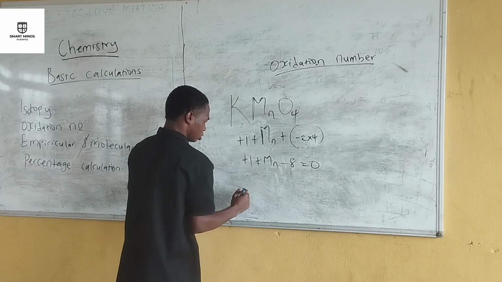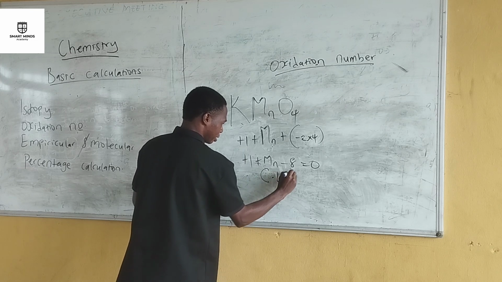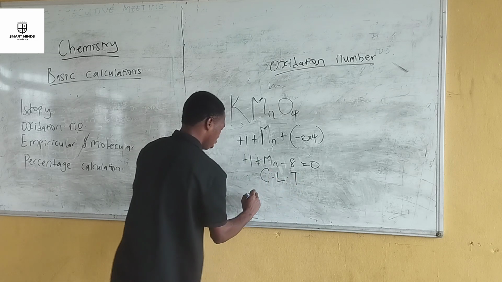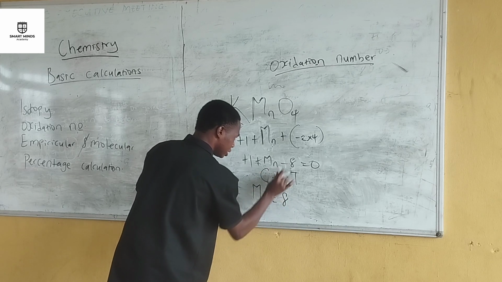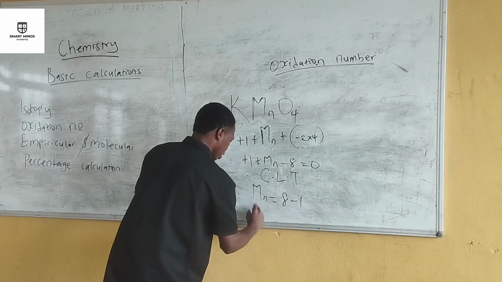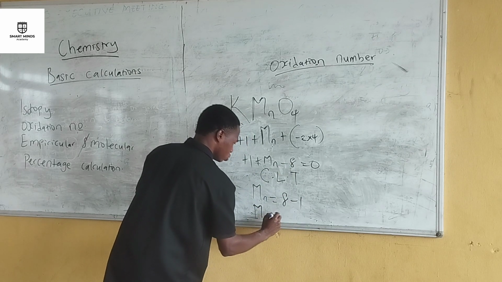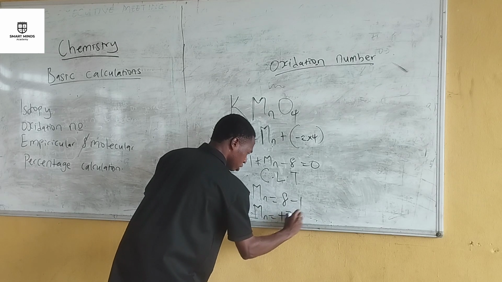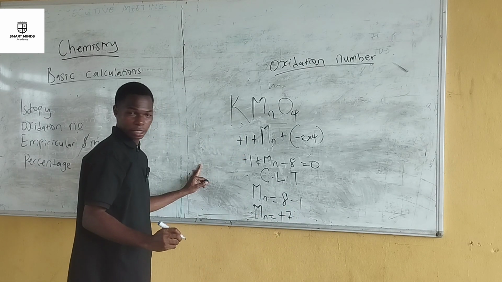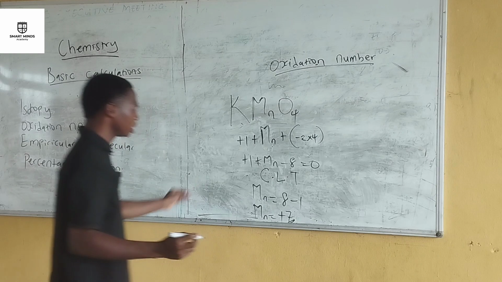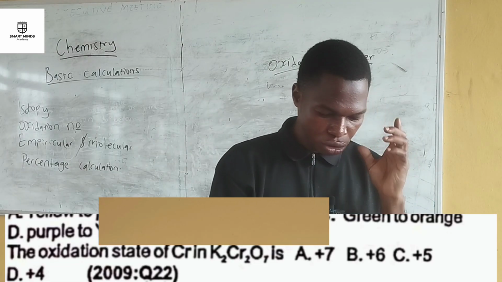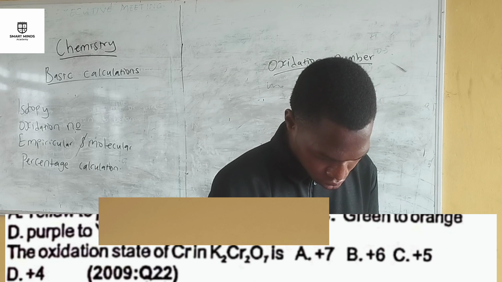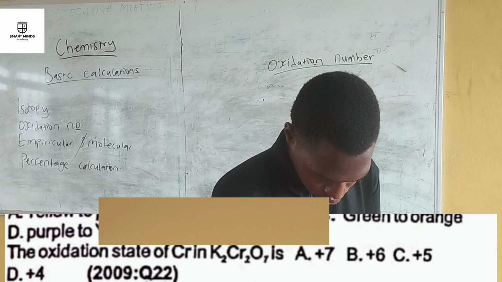We collect like terms. We have Mn is equal to 8 minus 1. So Mn in this compound is equal to what? +7. Right, +7. That's just it. Right. What is the oxidation state?